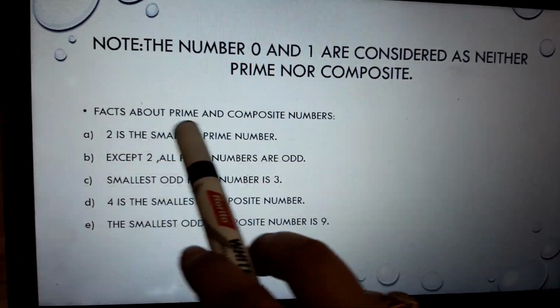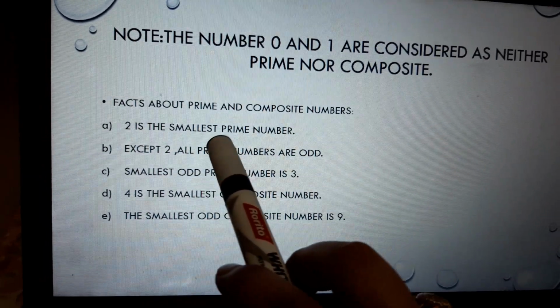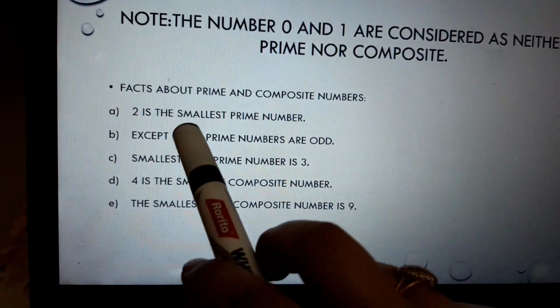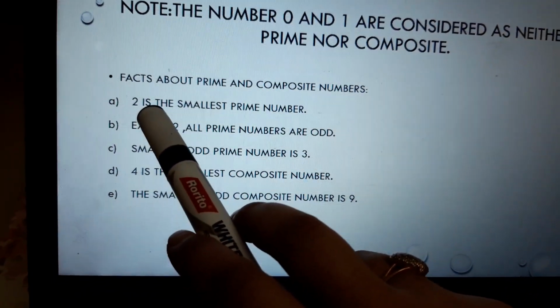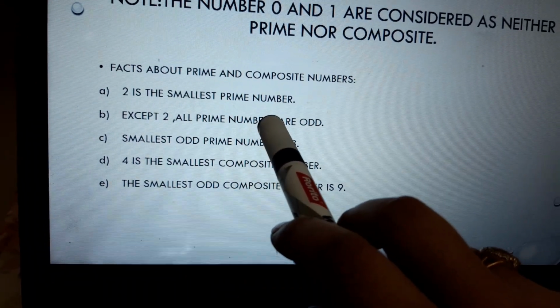Now there are some facts about prime and composite numbers. First, 2 is the smallest prime number. Now 1 is not a prime number, so the prime numbers start from 2. 2 has the factors 1 and 2. It means two factors. So 2 is the smallest prime number.